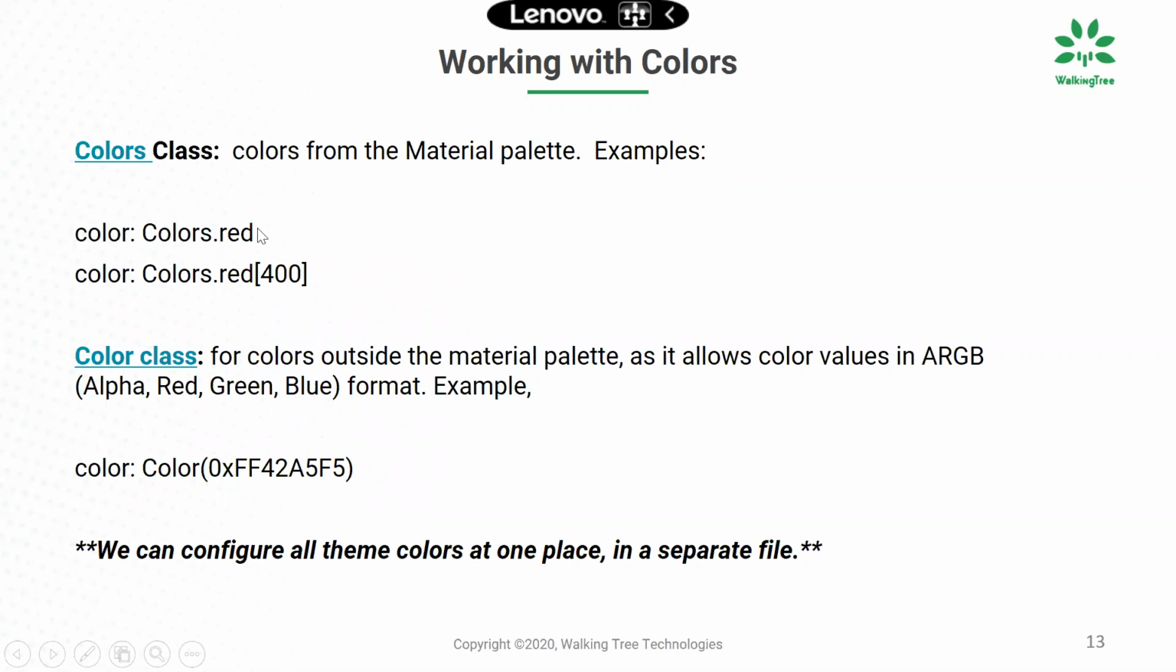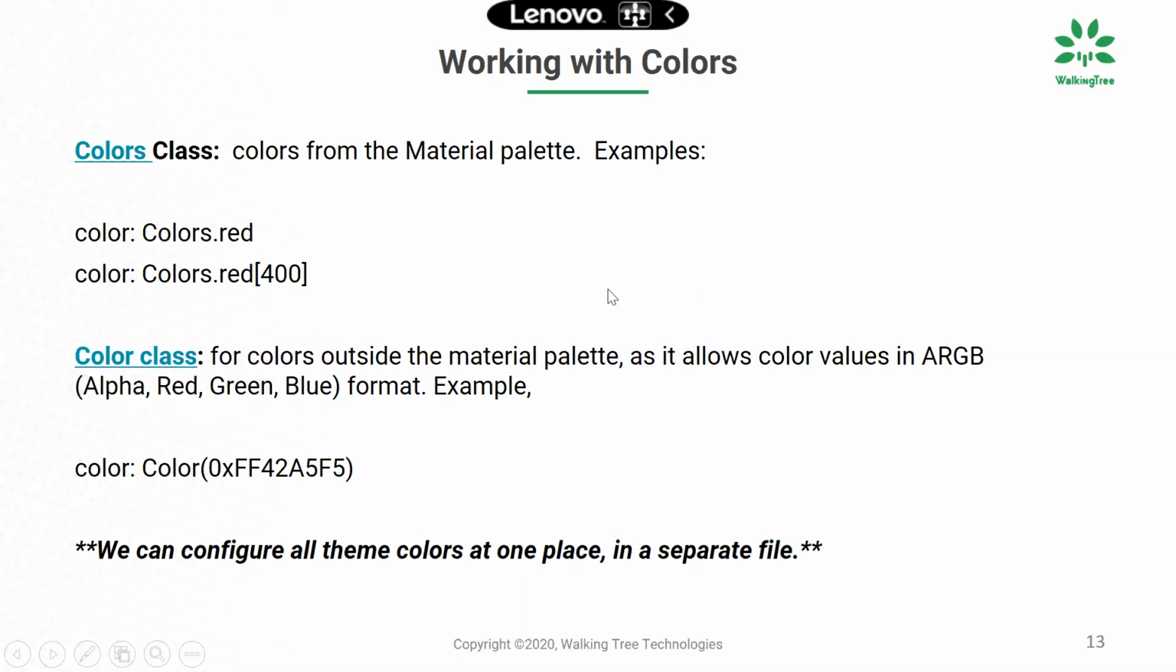And the material palette colors, they come with different shades. So if you want to use a lighter color of red, you can go for Colors.red and specify the shade. We'll see different shades are there from like 50, 100, and then in multiples of 100 till 900. So we can use that shade color here. So this is for using colors from the material palette. But let's say we want to use colors outside the material palette also, our custom colors. In that case, we can use the Color class.